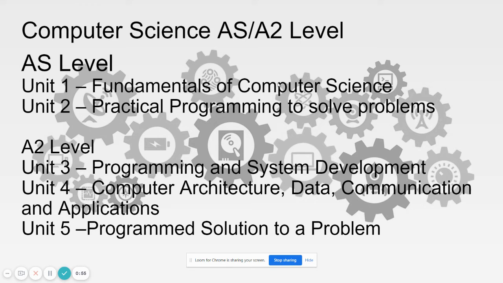Before I give you some more information on these units, you may ask yourself, why should you study computer science? Well, computer science is undoubtedly a challenging and demanding qualification, but it's one that's highly valued by employers and universities. It develops excellent analytical logic and problem-solving skills, all of which provide an ideal foundation for further study of computer science or other STEM-related subjects.